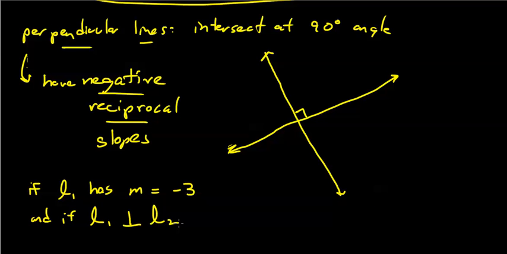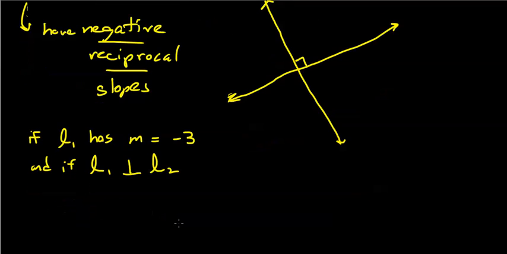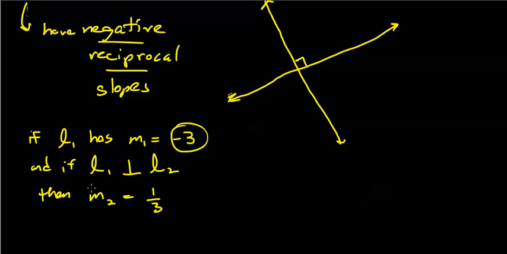Alright, if L1 has a slope of minus 3, let me give it to you in algebraic terms: if L1 is perpendicular to L2, then what's the slope of line 2? It's going to be the negative reciprocal of minus 3. Well, what's the negative reciprocal of minus 3? The negative of minus 3 is 3, and the reciprocal then would be 1/3. So if line 1 has slope of minus 3, line 2 is going to have the negative reciprocal slope.